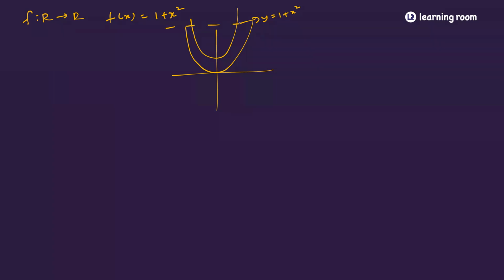I hope everybody knows how to solve it using the steps. What are the steps you are going to follow? x1 comma x2 belongs to R. 1 plus x1 square is equal to 1 plus x2 square. 1 and 1 are gone. x1 will be equal to plus or minus x2.